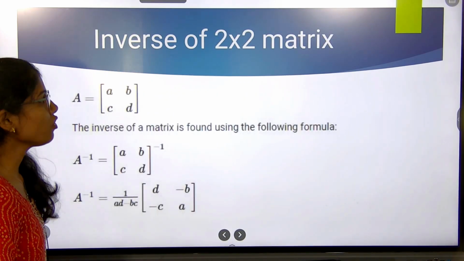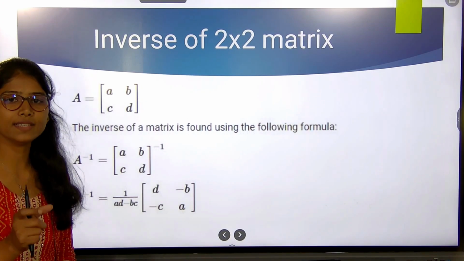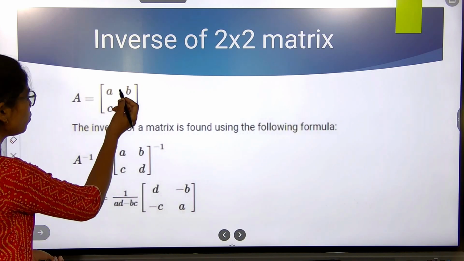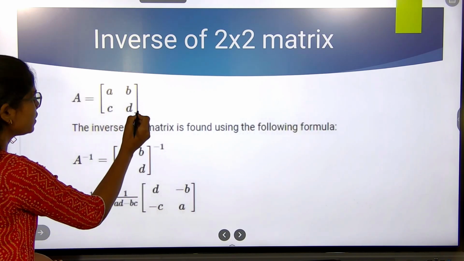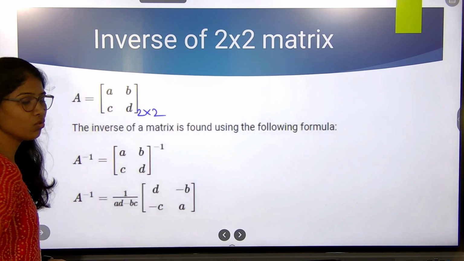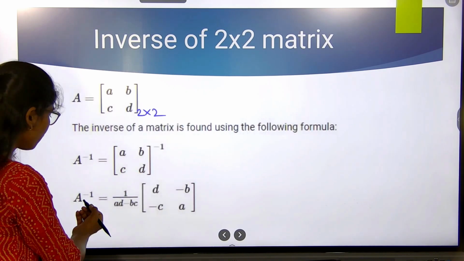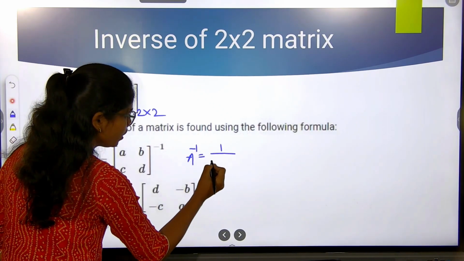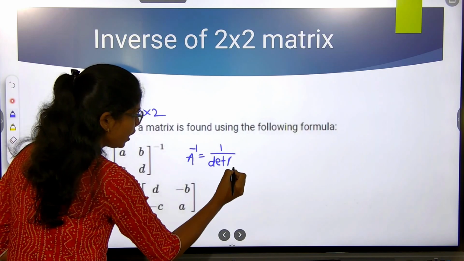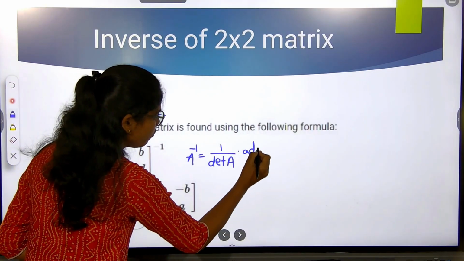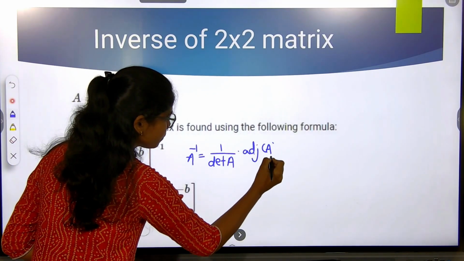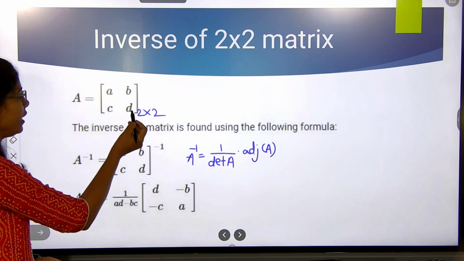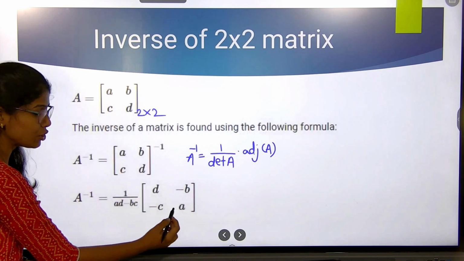Then inverse of a 2 by 2 matrix. If your matrix is of order 2 by 2, then how to find the inverse? So A equals to A, B, C, D. The order of this matrix is 2 by 2. So how to find that inverse? The formula for A inverse equals to 1 upon determinant of A into adjoint of A. Here the determinant of this matrix is AD minus BC, into adjoint of A.